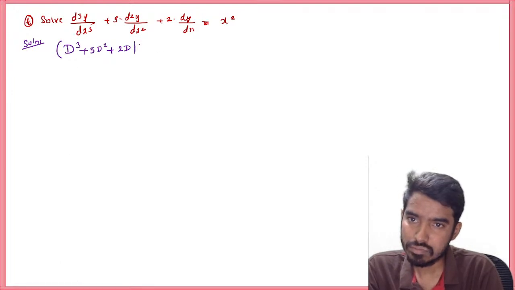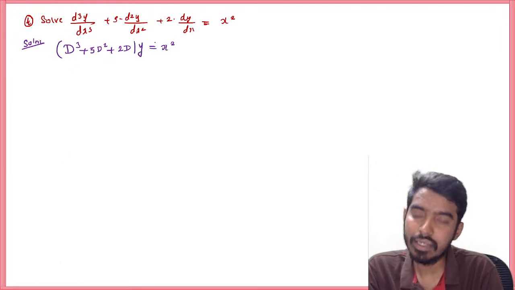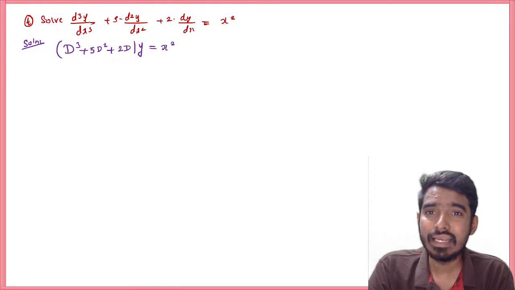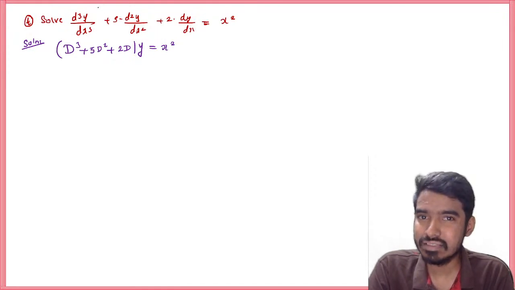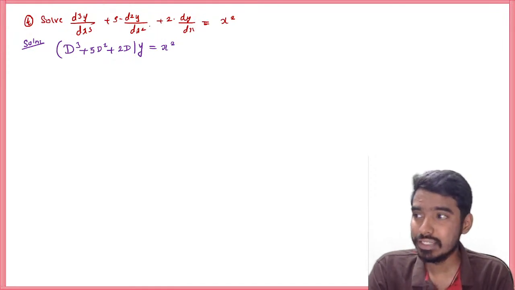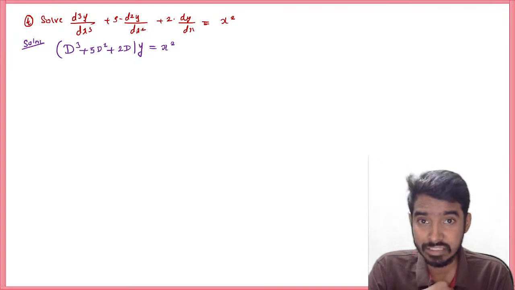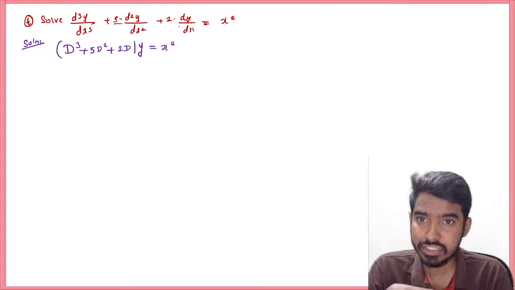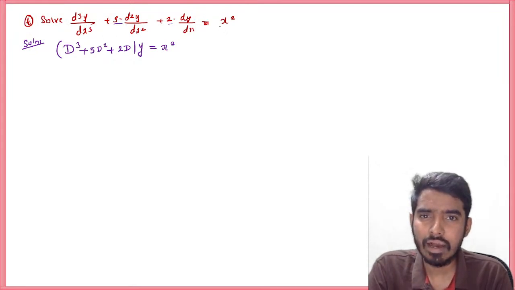d of y is equal to x square. So it is a linear differential equation, meaning the degree is 1. Even though the order is 3, the degree is 1 for all. So it is a linear differential equation with constant coefficients, right? 3, 2, 1, all are constant. And it is of order 3, right? And the RHS is a polynomial in x, so it comes under type 3.